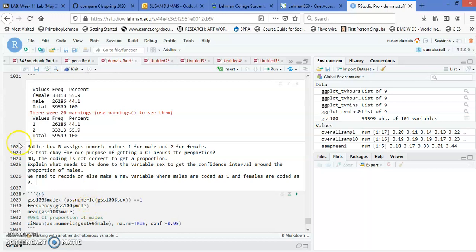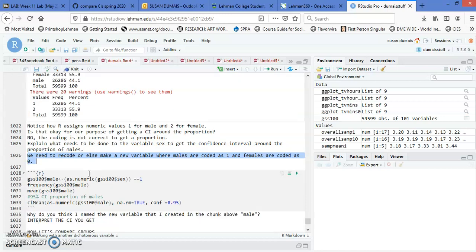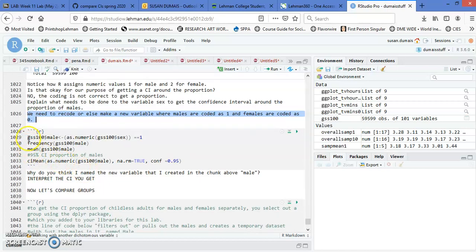Okay, so we're back, and we were noting that the way the sex variable appears in the GSS, even though we described it previously as nominal and dichotomous because it had two categories, wasn't actually coded as a dichotomous variable needs to be in order to work with it statistically. It was coded as 1 and 2. So we need to recode this variable, or else make a new variable based on it, where males are coded as 1 and females are coded as 0. And that is what is happening in the chunk below.